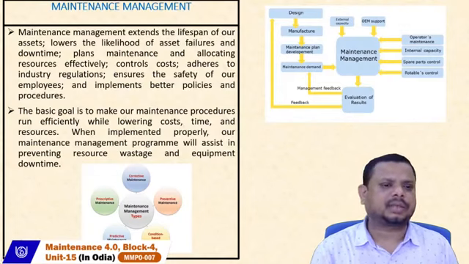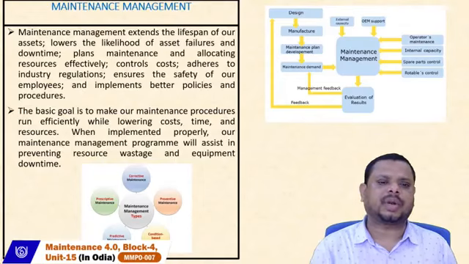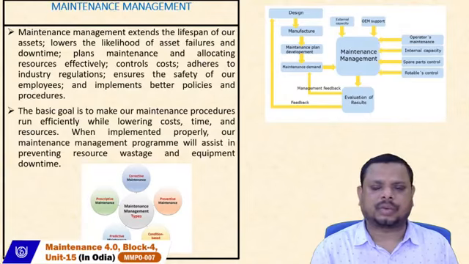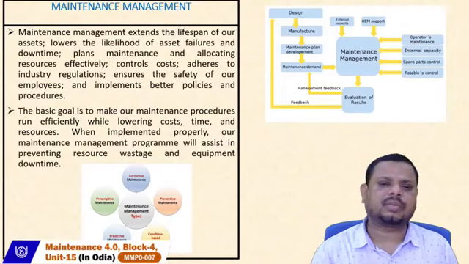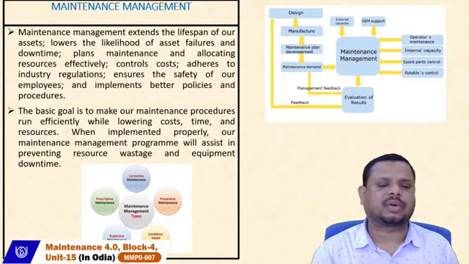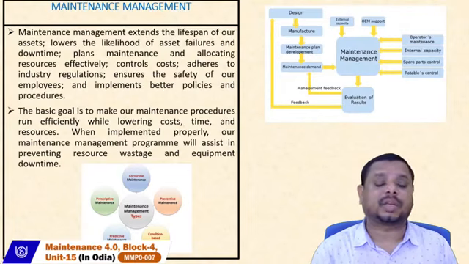The next important part, as regards the basic goals, is that maintenance procedures run effectively while lowering the cost. This is another aspect of maintenance management. From the top to middle to bottom level of management, they must understand how much money will be invested in the purchase of machines, sophisticated machines, or flexible machines. But you also have to understand the next objective of maintenance management: you have to reduce the cost in every aspect.